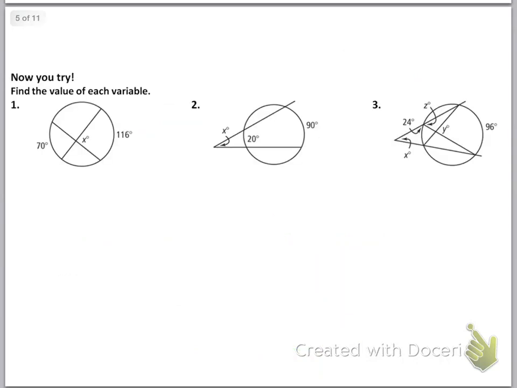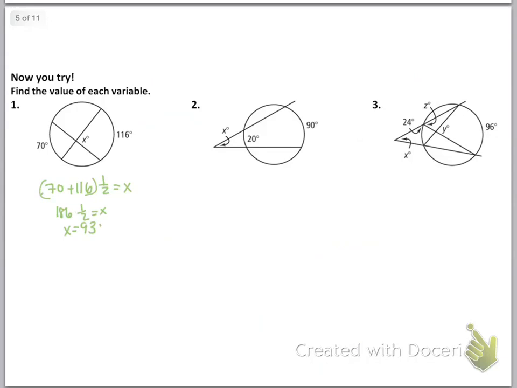Okay, so if I have my crisscross, my angle's on the inside, I'm going to add my two arcs, take half of it, and it's going to equal that angle that it opens up to. Okay, 70 plus 116 is 186. We take half of it to get 93 as that angle.